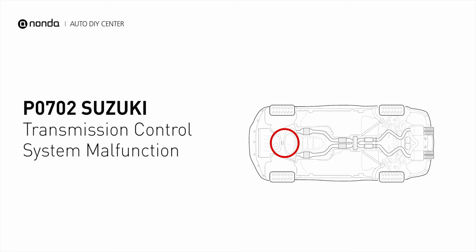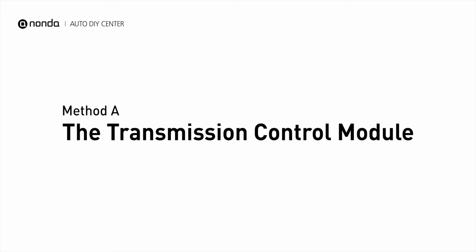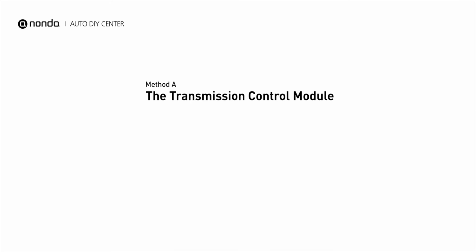It indicates that the transmission control module detects a malfunction with the transmission controls. Here are one of the most practical solutions to fix Suzuki's P0702 error code. Method A, the transmission control module.